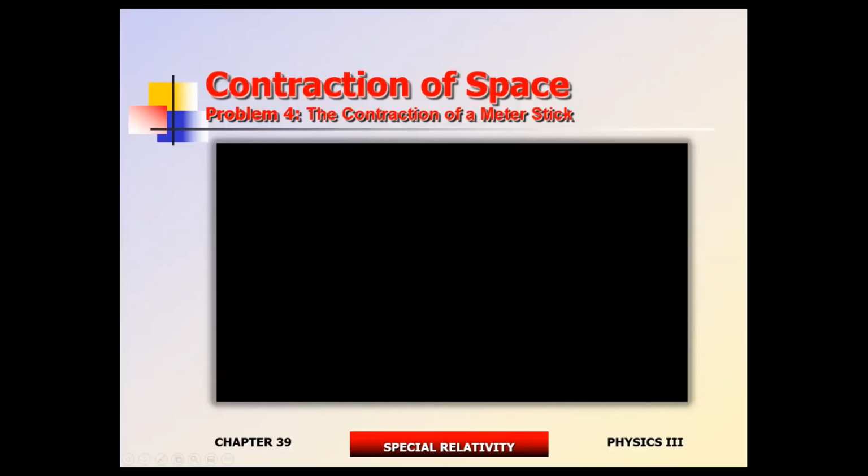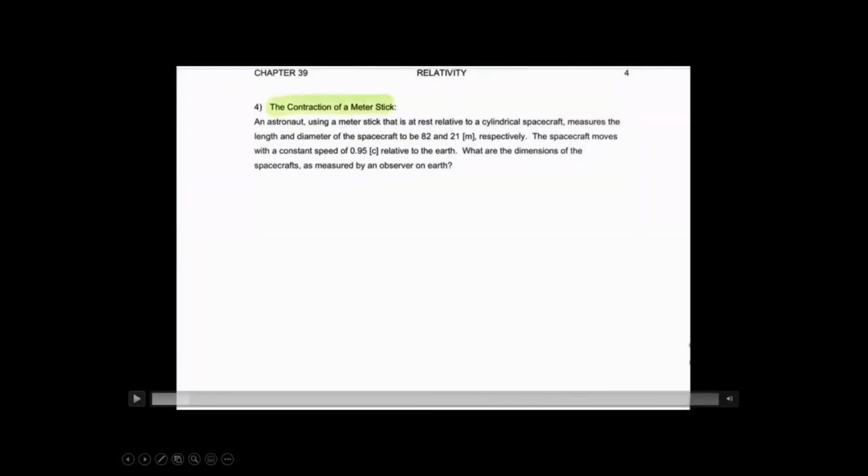So that's what we should come up with if it's done correctly. So contraction of a meter stick is what we're looking at. The length is going to be 82 meters. The diameter is going to be 21 meters. This thing is moving at 95% of the light speed. So what are the dimensions that we measure for this spacecraft from an Earth reference frame?